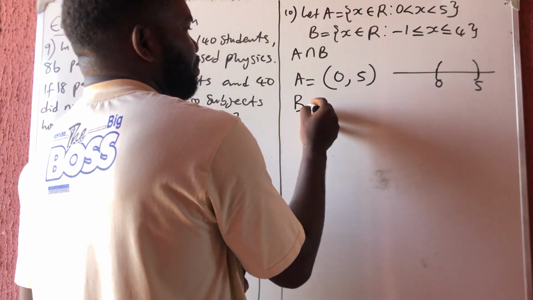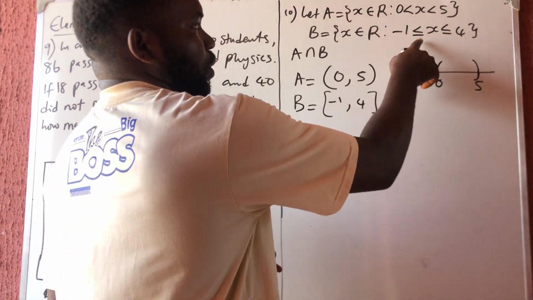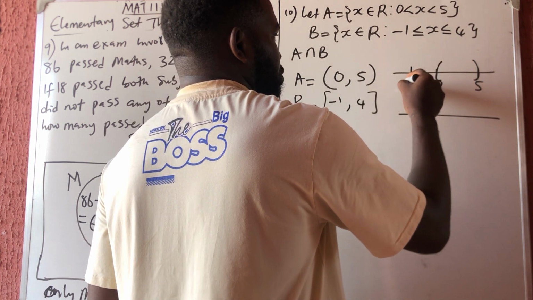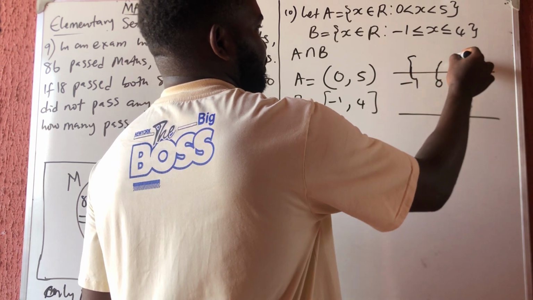Now B is a closed set of minus 1 and 4. Why did I use a closed set? Because I'm seeing equal to. You can equally draw it. In fact, let me still draw it here. Minus 1 can be this side, and then 4 can be this side. So you close it like this.